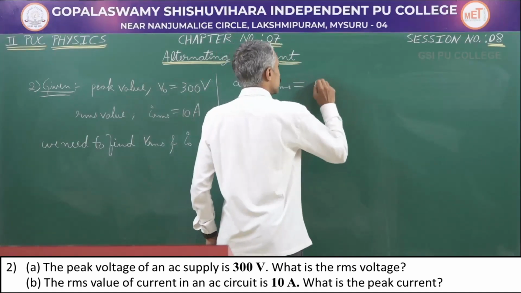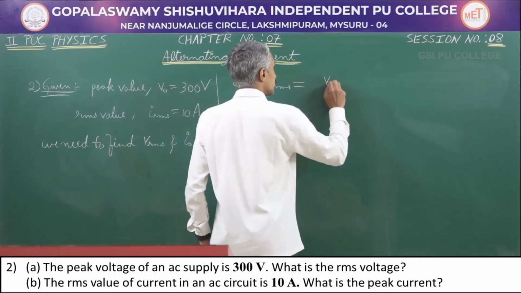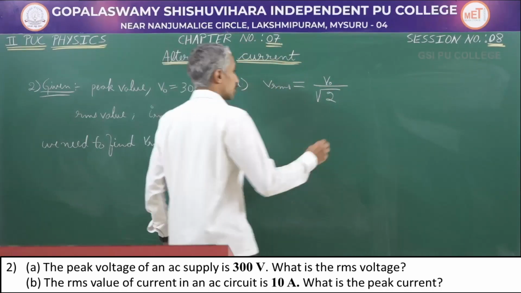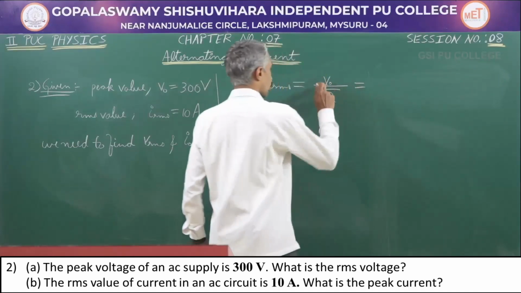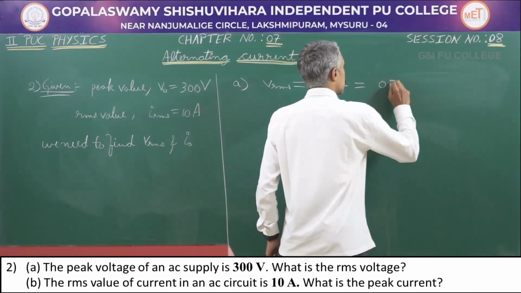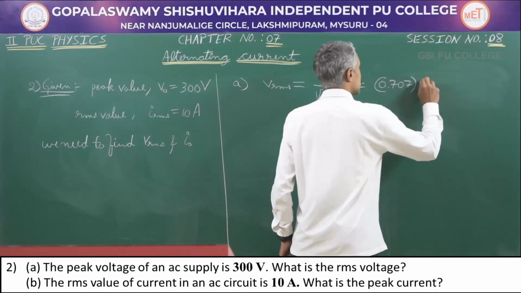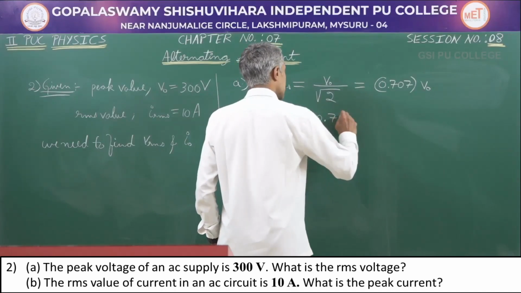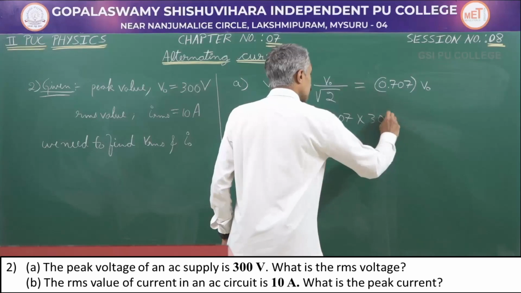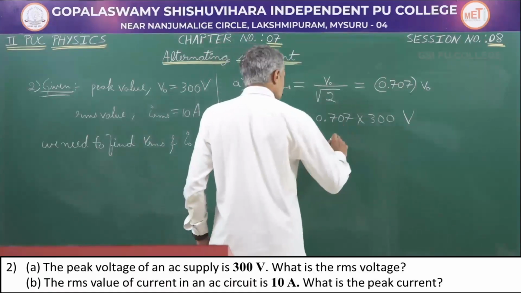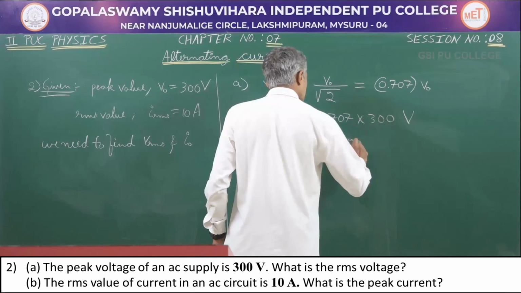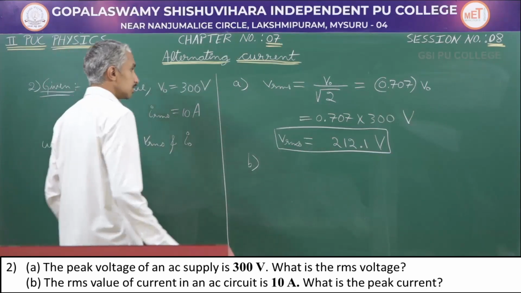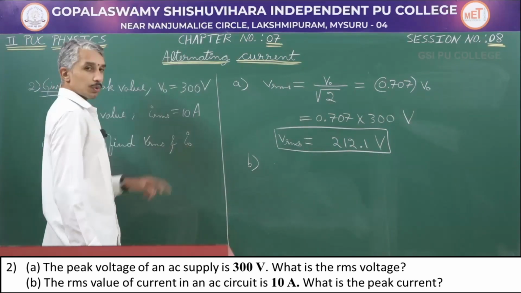Vrms is given by peak value divided by root 2, or the other way I can write this is 1 by root 2, which is 0.707, into the peak value. So this is going to give me 0.707 into 300 volt. On calculations, we will get this as 212.1 volt.